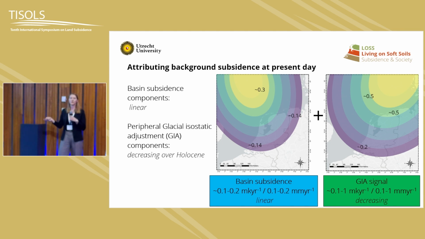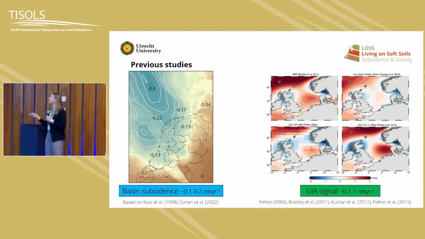And we know this because quite a few studies have already been done around the Netherlands. So on the left, for the basin subsidence, we actually have a pretty good idea of what it is, based on studies by Kooi et al. in 1998 and an expansion of that by Cohen et al. in 2022. But on the right, I've put some figures of different modeling studies for GIA.